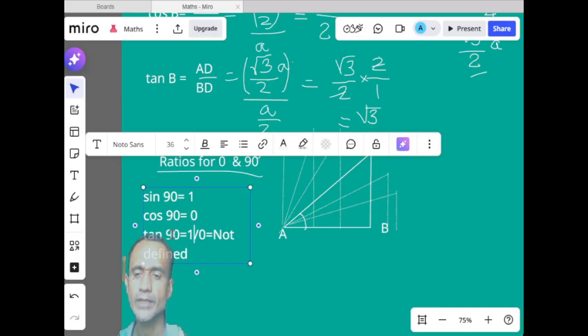Or we take tan 90 as sin 90 by cos 90, so it is 1 by 0. So tan 90 is not defined. So now let us see the values of 0 degrees.